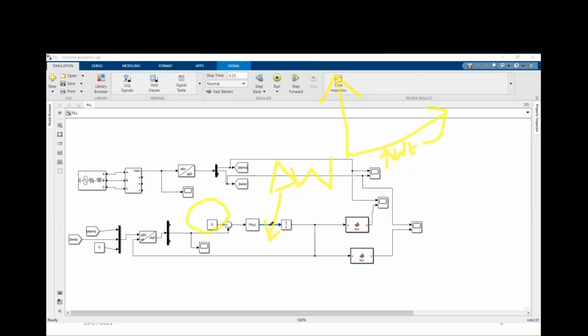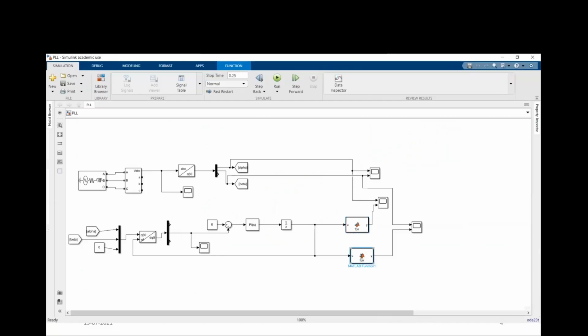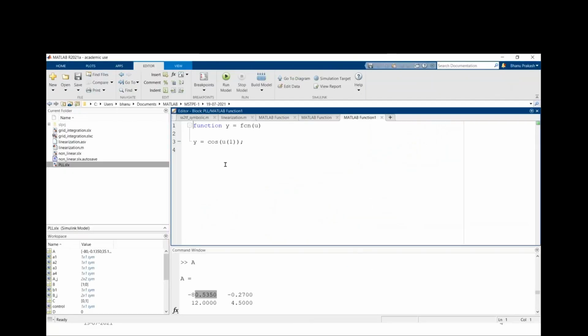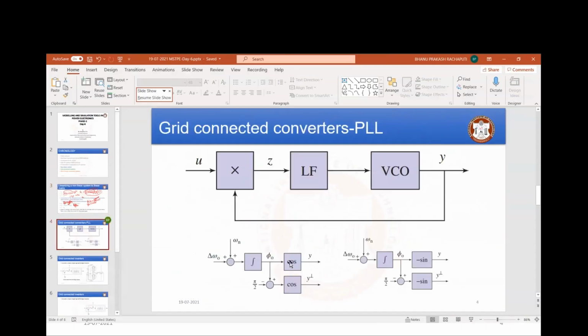So here I'll get delta omega. Here I'll get theta. This is simply sine function, cos function. If I open that, it is simply minus sine of u1, minus sine of u1. If you open this, it is cos of u1. These are the common representations. So you can either use minus sine of u1 or cos of u1.